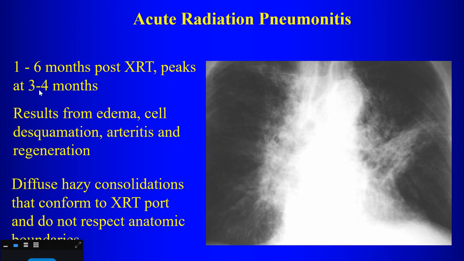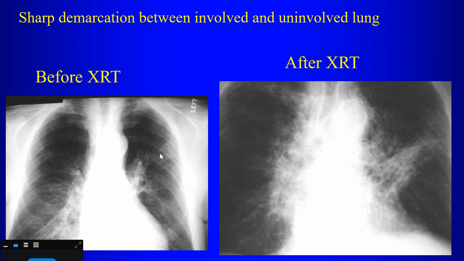and bronchiectasis. So the radiation pneumonitis, these consolidations, they can occur 1 to 6 months after therapy, and peak at 3 to 4 months. These will occur in the radiation field itself, and it's from the death of the cells, from what happens to the cells.